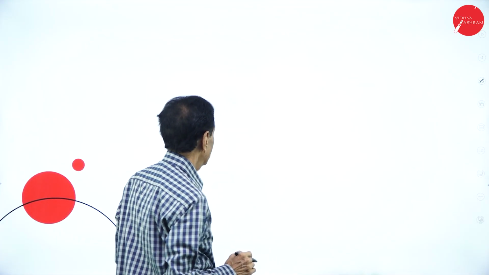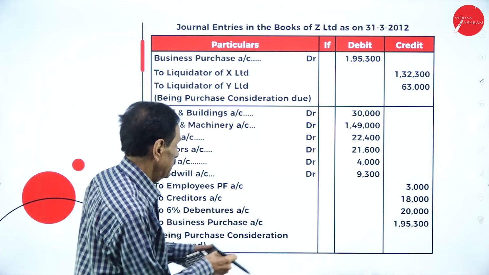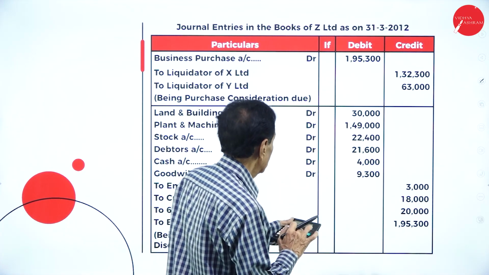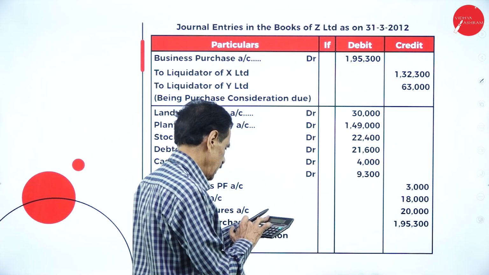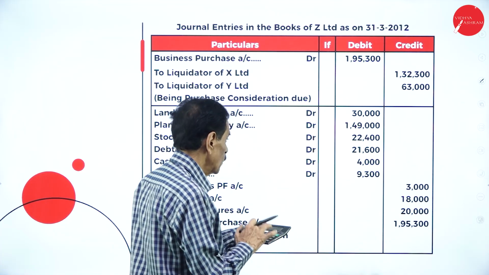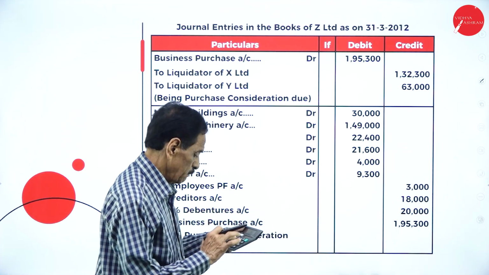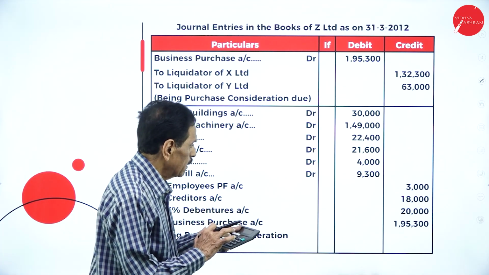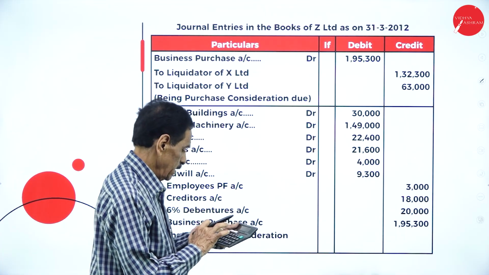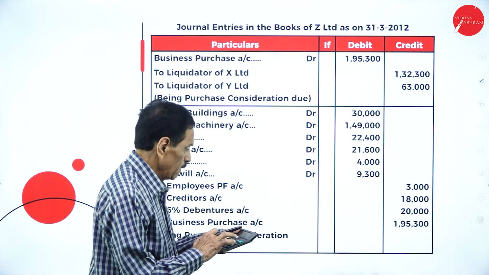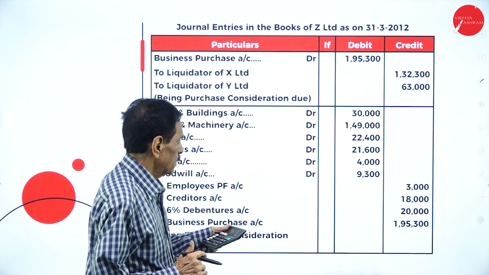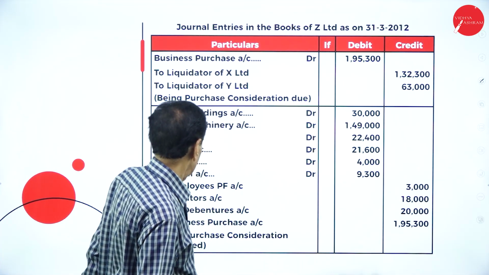So whatever assets are taken over: 30,000 plus 1,49,000 plus 22,400 plus 21,600 plus 4,000, minus 3,000, minus 18,000, minus 20,000, which gives 1,95,300. So there is a difference of 9,300.